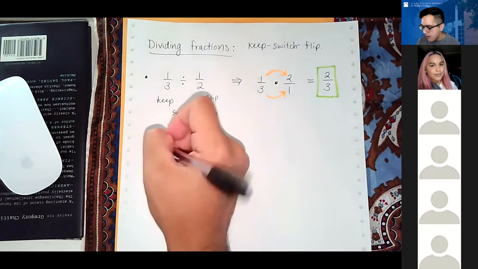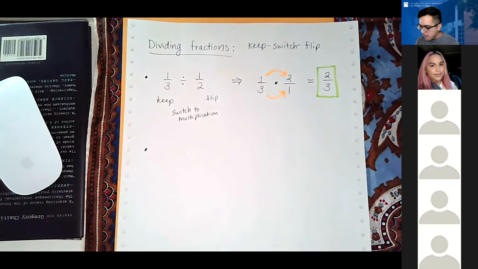Okay. And it doesn't matter how big or small the fractions are in this instance for dividing, the process remains the same for keep, switch, flip? Absolutely. You're dividing fractions regardless of what those numbers look like, regardless of how big they are, regardless of whether they are positive or negative. You're going to keep, switch, flip, and then just multiply straight across.